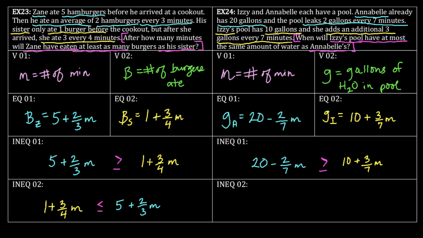Let's go ahead and write this the other way around. 10 plus 3 over 7 m. And then I'll switch this sign and write 20 minus 2 over 7 m.